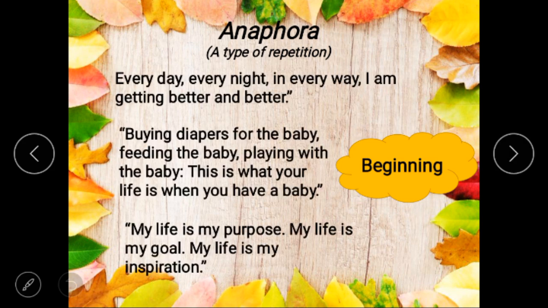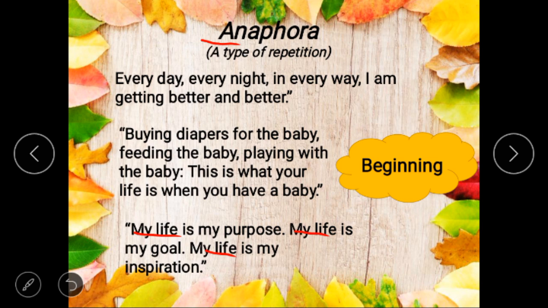My life is my purpose, my life is my goal, my life is my inspiration. Now, my life, it's at the beginning of every sentence. That's why it's anaphora. Now you can remember anaphora like this: anaphora, the word starts with an A, is in the beginning. You can use it any way you like, but I like to remember it that way.